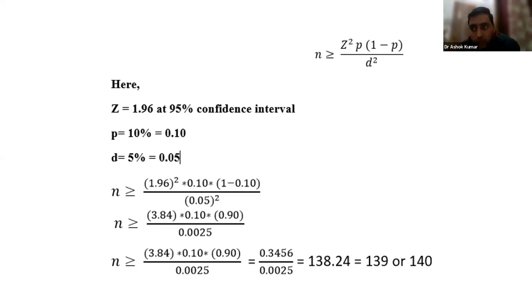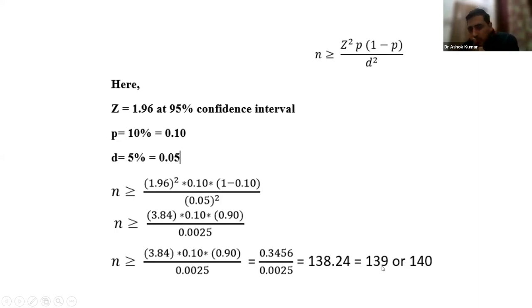But you have to remember your primary outcome. What is the primary outcome of your study? And in D, you have to write 0.05 squared. When we multiply 1.96 square, it comes to 3.84. Multiply by 0.10, multiply by 0.90. And when we square 0.05, it comes to 0.0025. When we solve this equation, we get 138.24, which is 139, because we have to take a whole number.